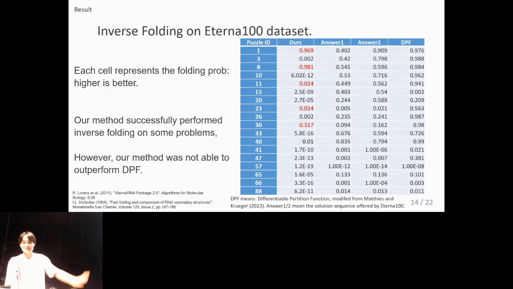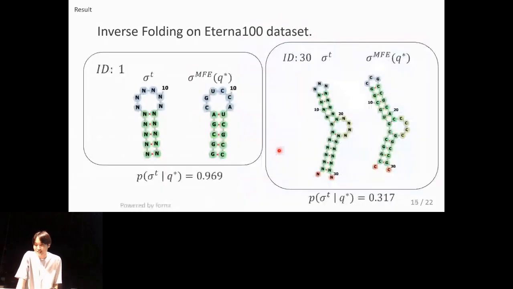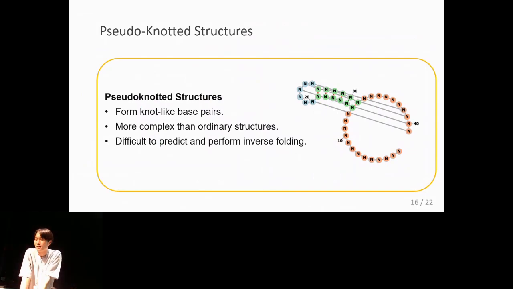As you can see from this table, we were able to successfully perform inverse folding on some problems. However, we were not able to outperform differentiable partition function. So these are examples. As you can see from this figure, these two examples show that our method successfully performed inverse folding.